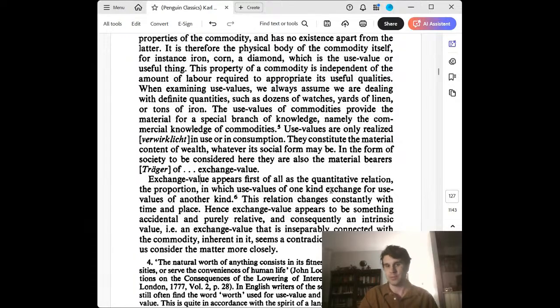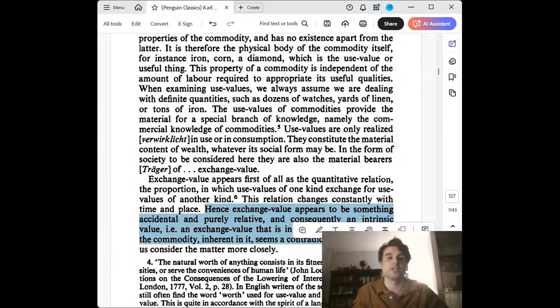Okay, so exchange value, trading things. This relation changes constantly with time and place. The relationship between them, 2 boots might be worth 1,000 pencils, and then later they might be worth 900 pencils. Or it depends on where you're going, what kind of pencils they got, and all these things, right? Hence, exchange value appears to be something accidental and purely relative, and consequently an extrinsic value, that is an exchange value that is inseparably connected with the commodity, inherent in it, seems a contradiction in terms.